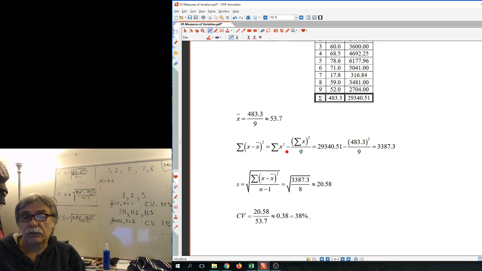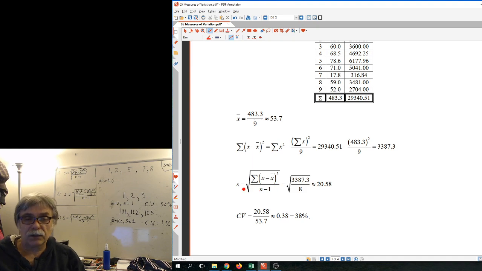Okay? So sum of the x squares, I got 29,340.51. Here you go. Sum of the x is 483.3. I need to square that. I need to divide it by n, which is 9. So, after all that is done, I am not going to do that piece by piece. You check it out. I got 3387.3. Okay, that's just a numerator.